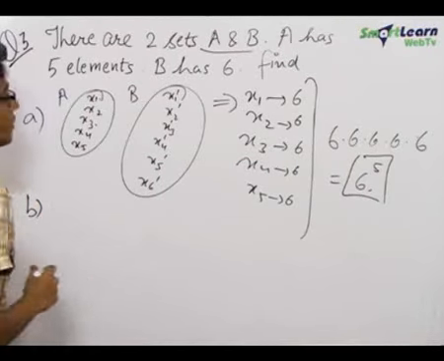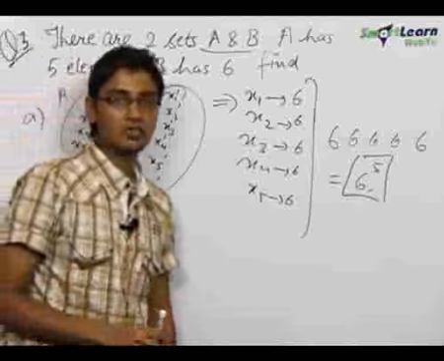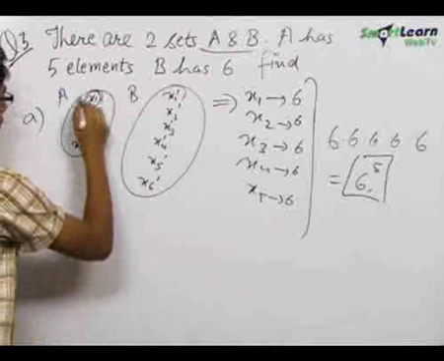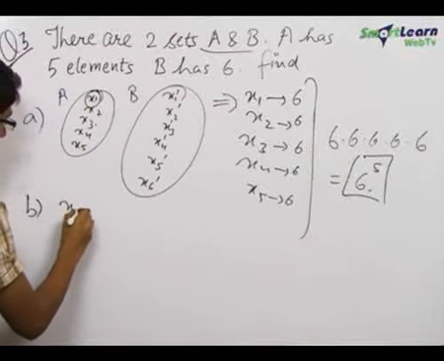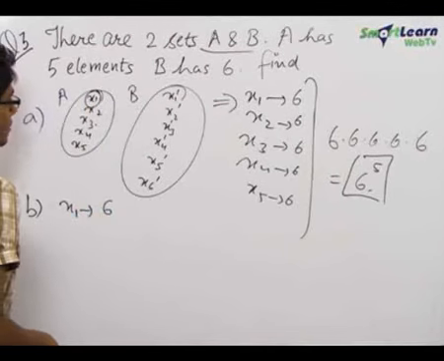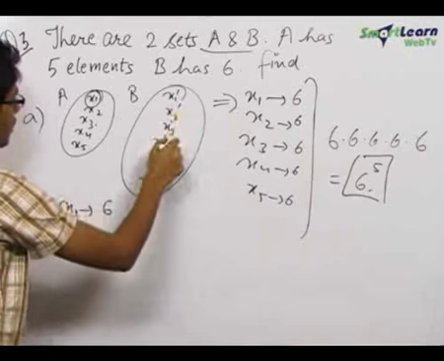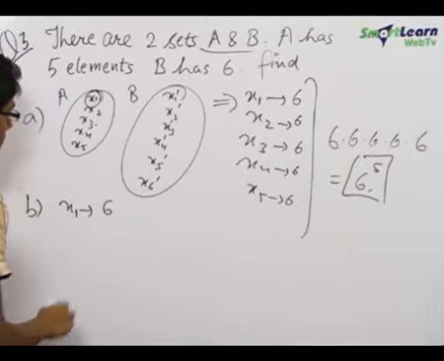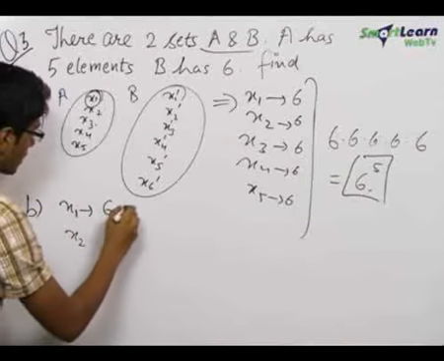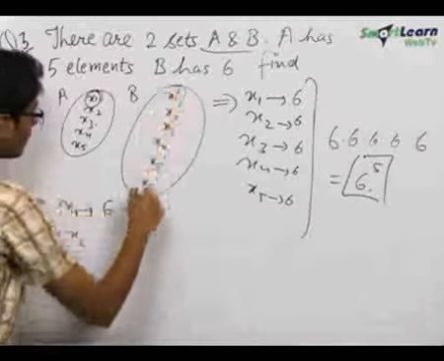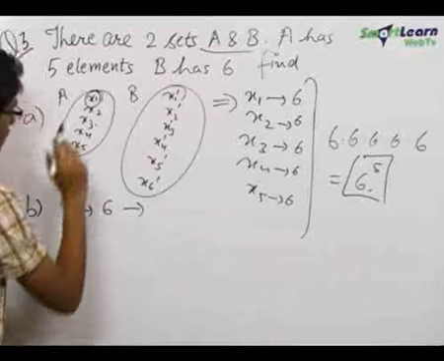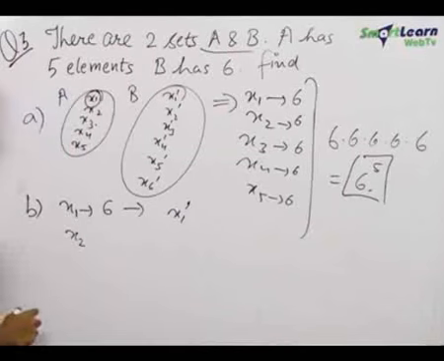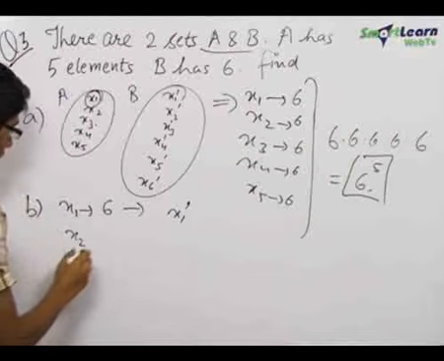Now for the second part, we need to find the number of injective functions, which is 1 to 1. Now let us take x1 again. For x1, there are 6 possibilities for its image: x1 dash, x2 dash, x3 dash, x4 dash, x5 dash and x6 dash. There are 6 possibilities. Let us assign any one of the elements of the set B to x1. Let us say we give x1 dash to x1. Now there are 5 left.